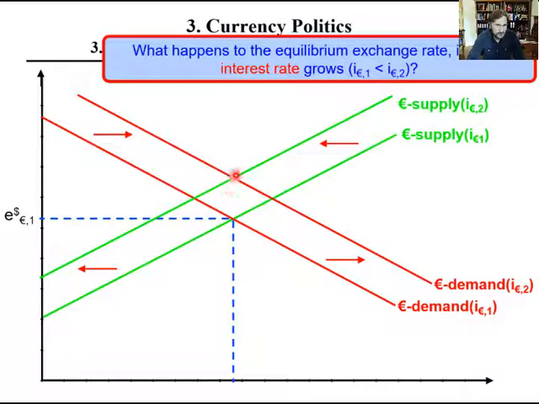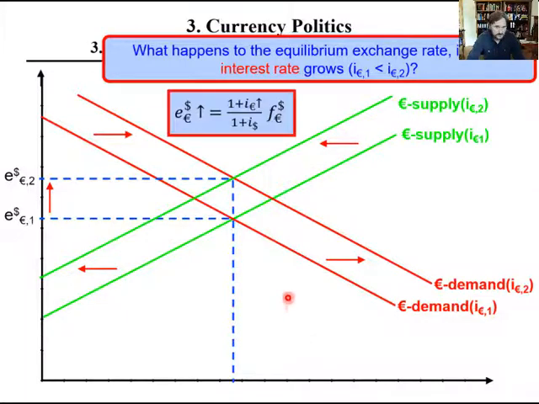The new intersection point between both new curves lies on a higher level than before, which means that the euro appreciates against the US dollar. This means, of course, that the graphical analysis comes to the same result as the interest parity equation. If the interest rate in the euro area increases, this causes an appreciation of the euro against the dollar.